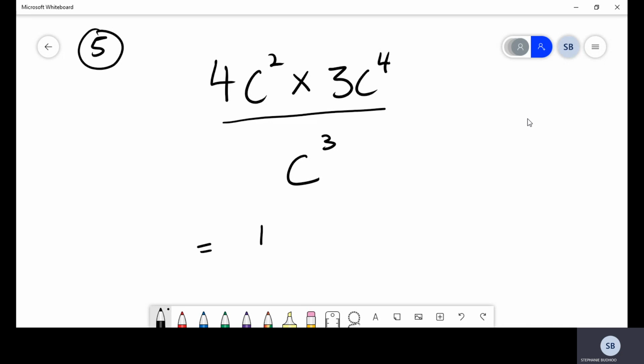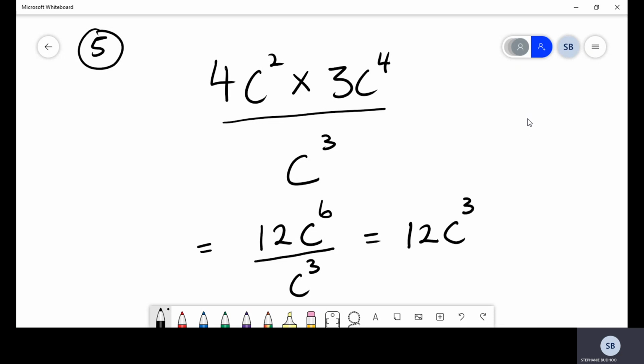So 4 3s are 12, multiplying my numerator together, noticing that I am multiplying 2 bases that are the same. I add my powers, 4 and 2 gives me 6. And I write back what I have on my denominator. And then finally, I simplify my same bases having powers of 6 and 3. I'll subtract, 6 minus 3 gives us 3.